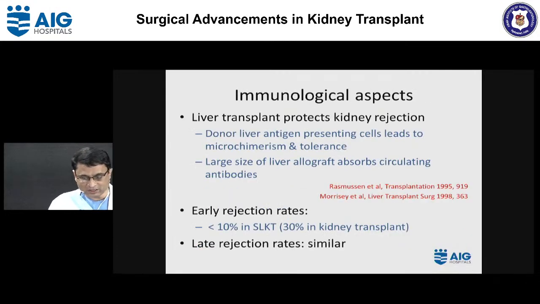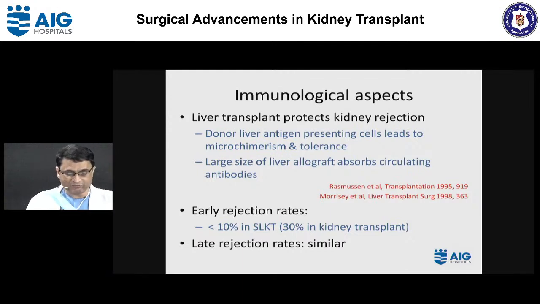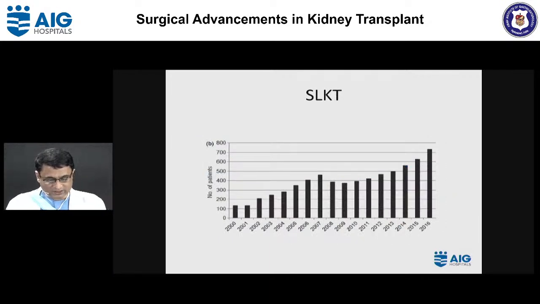When you do the liver and kidney transplant together, the microchimerism and tolerance and the large size of the liver allograft improve the kidney transplant and decrease the kidney transplant rejection rates, especially the early rejection rates. If you look at the incidence of SLKT over the last 15-20 years, there has been a gradual increase, especially it started in 2007 when criteria started coming in.